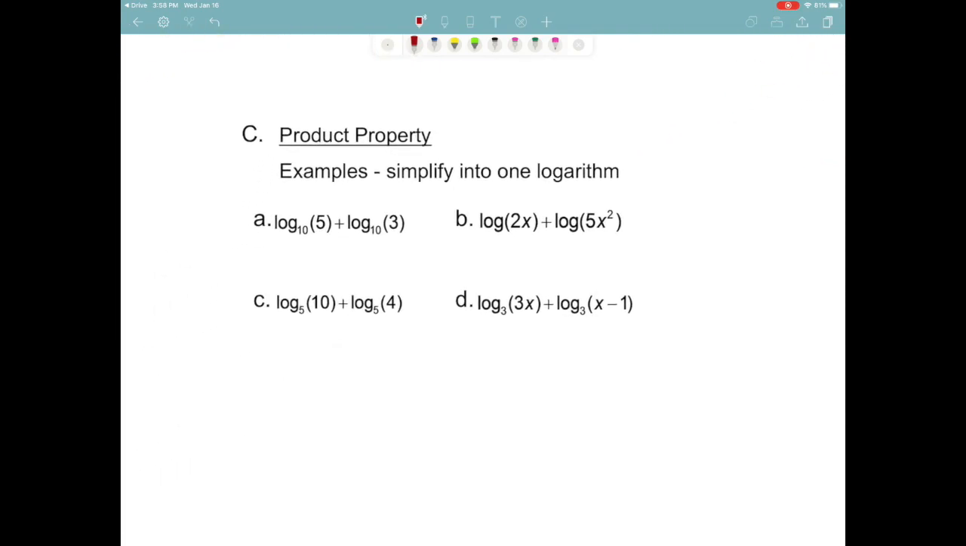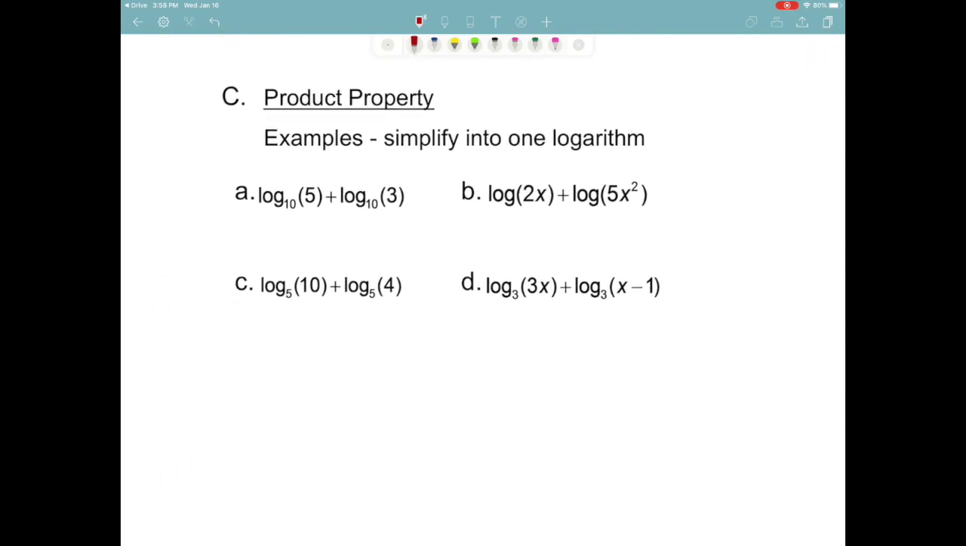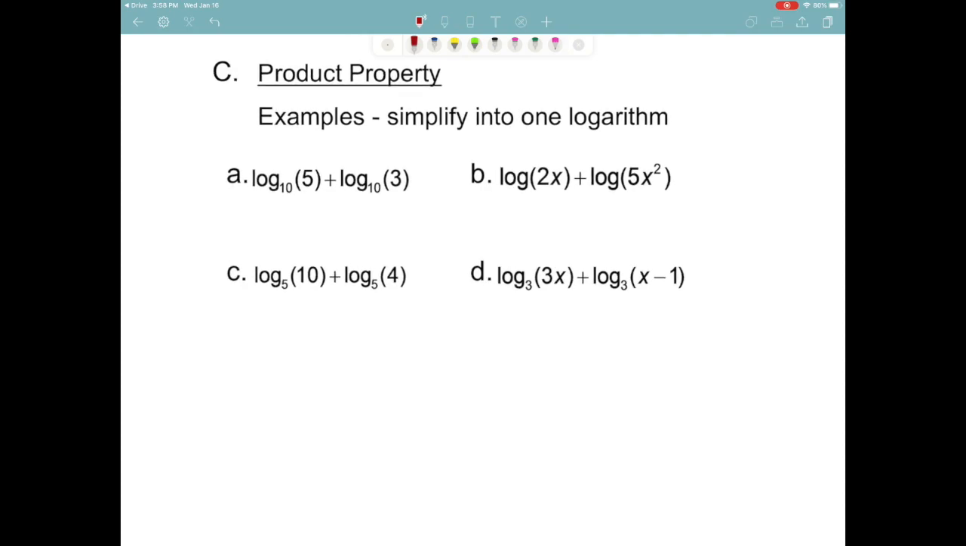So our product property, if we are looking to rewrite these or simplify them as one logarithm, for letter A we have log base 10 of 5 plus log base 10 of 3. We can rewrite this as log base 10 of 5 times 3, or if we simplify it all the way down, this is equal to log base 10 of 15. And that would be our simplified answer there.